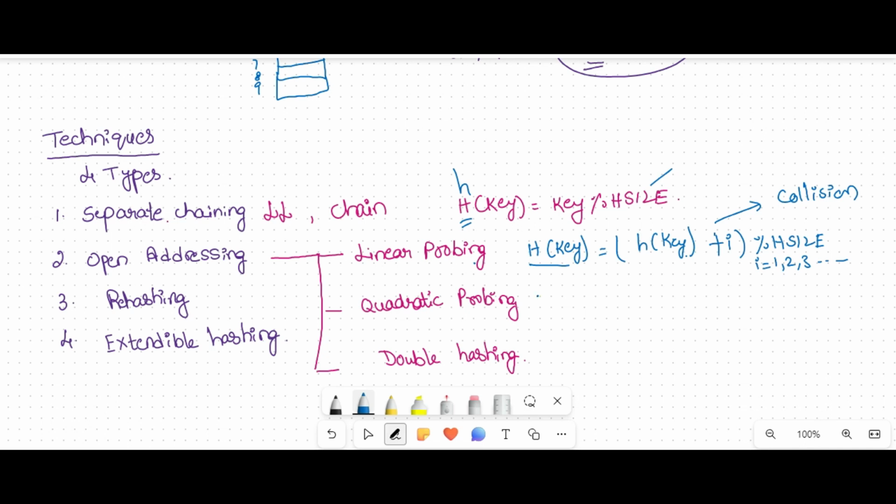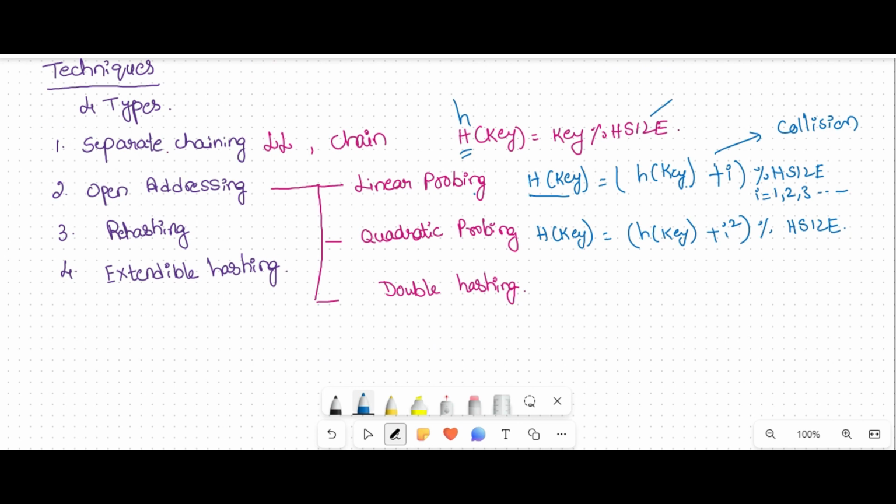Now in quadratic probing, how are the collisions resolved? H of k equal to the general hash function, key modulus hash table size, plus I square, modulus hash table size. This is the quadratic probing hash function whenever collision occurs.